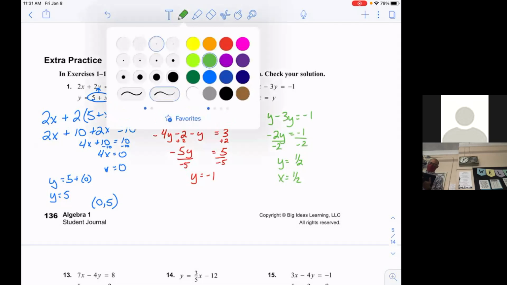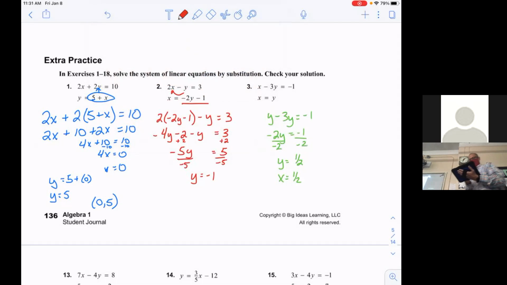Now we'll switch back to red. So we know that y is equal to negative 1, so we can go with x equals negative 2 times negative 1 minus 1. All we're doing again is substituting that y value that we found into my equation. So negative 2 times negative 1 minus 1. So this becomes a positive 2. That becomes a 1. So that means this is going to be 1, negative 1.